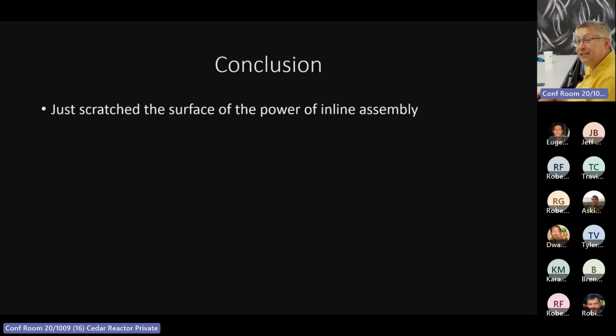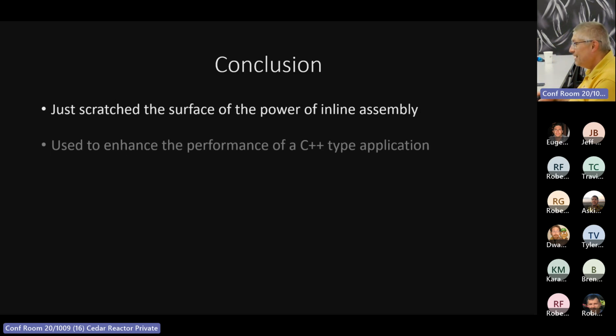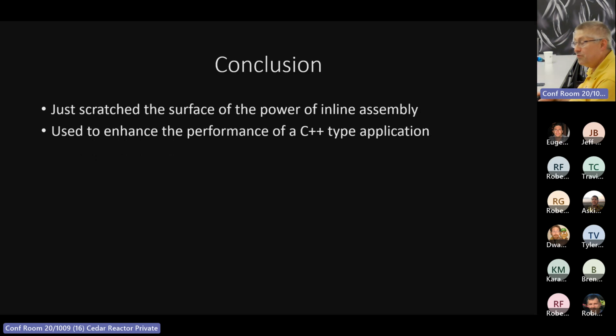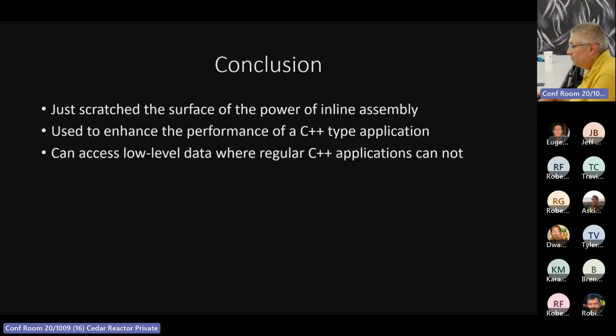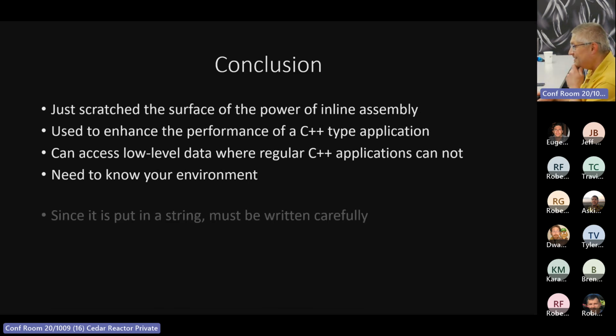So, in conclusion, I went fast. We just scratched the surface of the power of inline assembly. We can use it to enhance the performance of C++ applications. We can also use it for Rust and other software languages. We can access low-level data using regular C++, where regular C++ applications cannot. But like I said, you need to know your environment: is it Linux, or are you working on Windows, ARM, or x86?